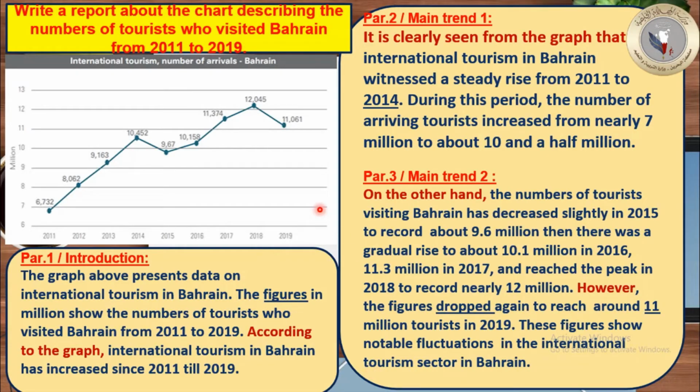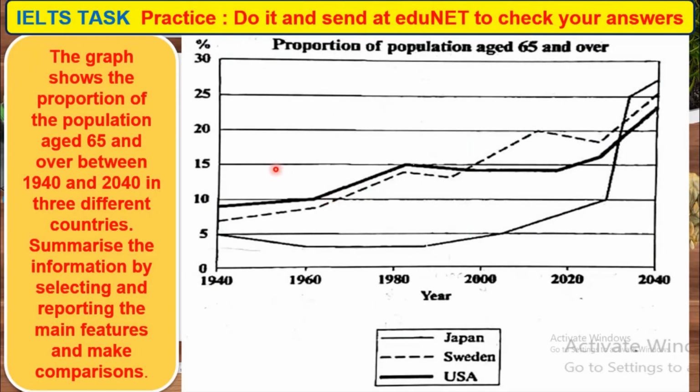In this way, I think I have covered the main features of writing a line graph like this. I hope you all understand my explanation for this question. Now we can go forward to a task for you. It's an IELTS task. I want all of you to capture the screen, do this task and send it back to me at EduNet to check your answers.